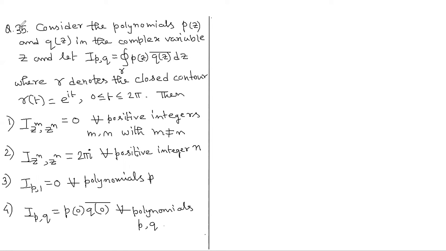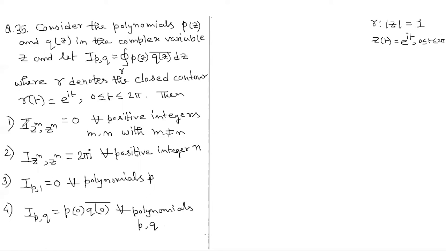Next, let us consider question number 35. It says, consider the polynomials p(z) and q(z) in the complex variable z and let I(p,q) equal to the integral over gamma of p(z) q bar(z) dz, where gamma is a closed contour given by gamma(t) equal to e power it, 0 less or equal to t less or equal to 2 pi. So gamma is a circle with center 0 and radius 1, that is mod z is equal to 1. So z(t) equal to e power it, 0 less or equal to t less or equal to 2 pi.